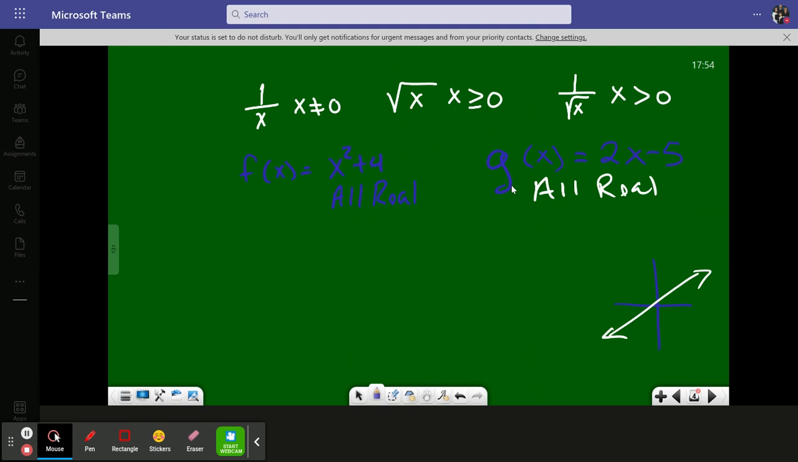So if I ask you for the domain of a composite function, f of g or g of f, it doesn't matter. If they're both all real, then the domain will be all real. What if they're not both all real, though?